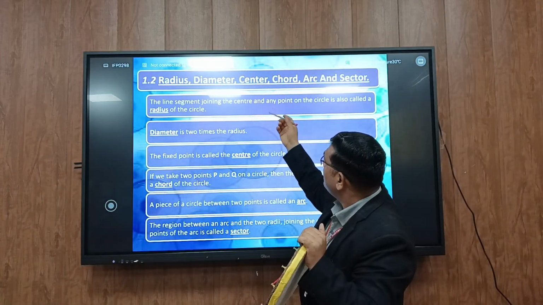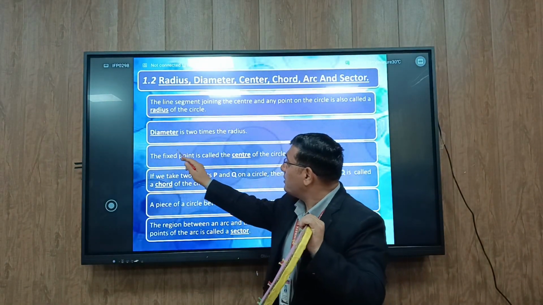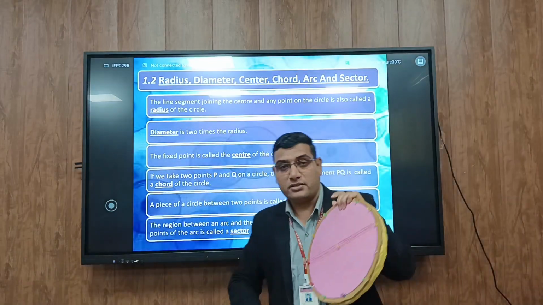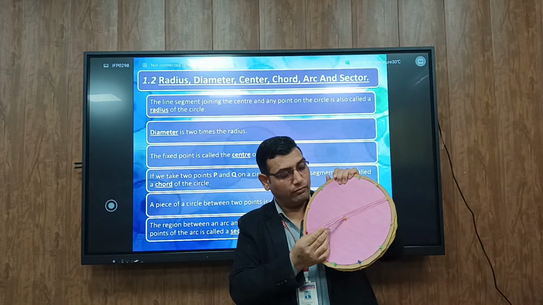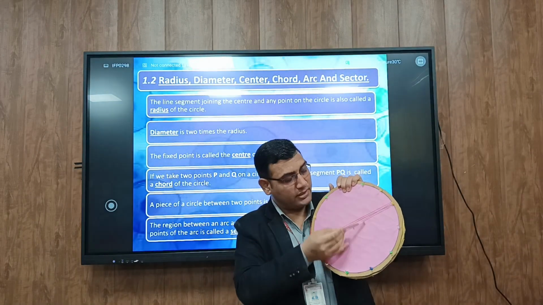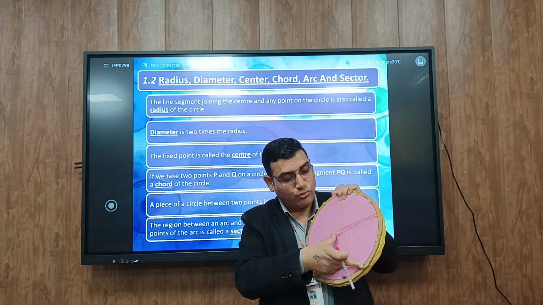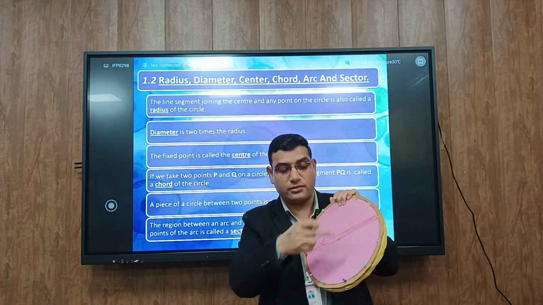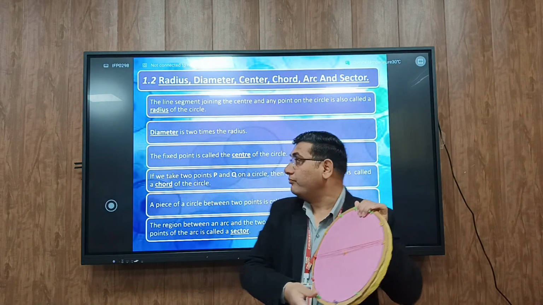Now, the center is the fixed point, called the center of the circle. We are talking about this point. This is the center of the circle, and it is equidistant from all the points on the circle in the plane.